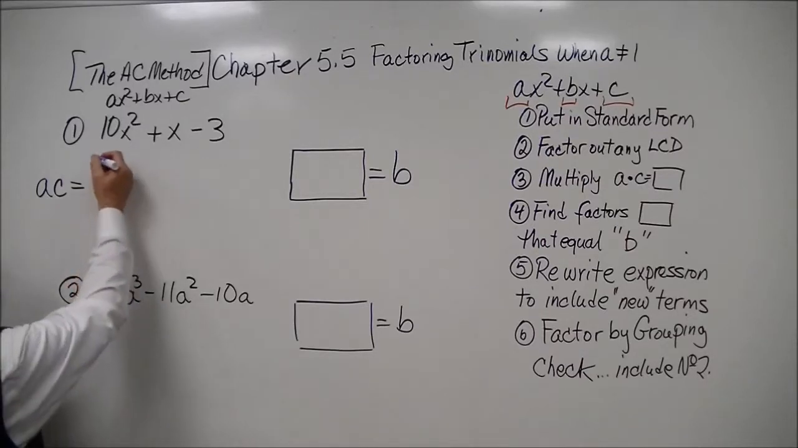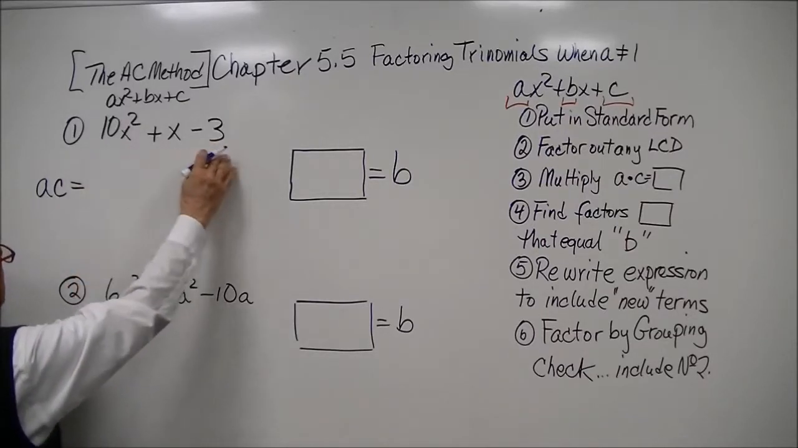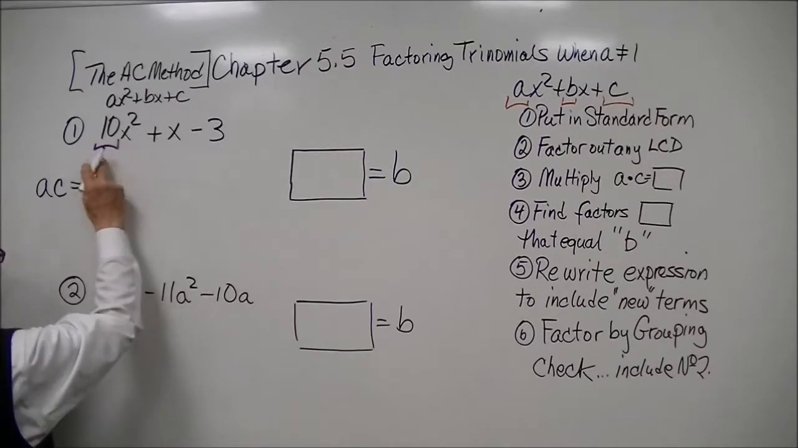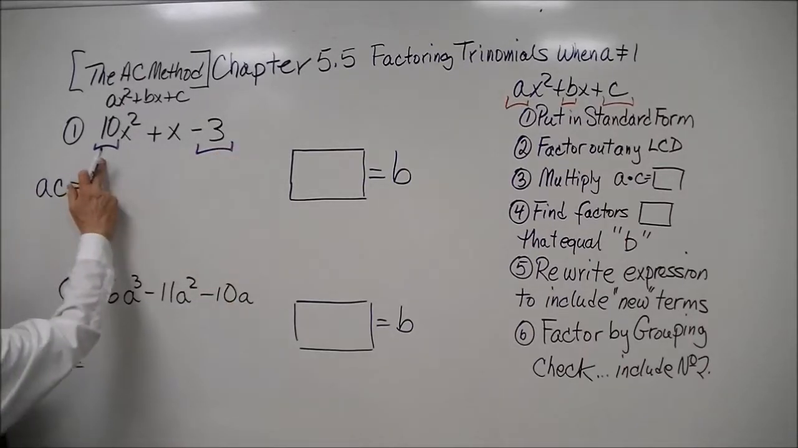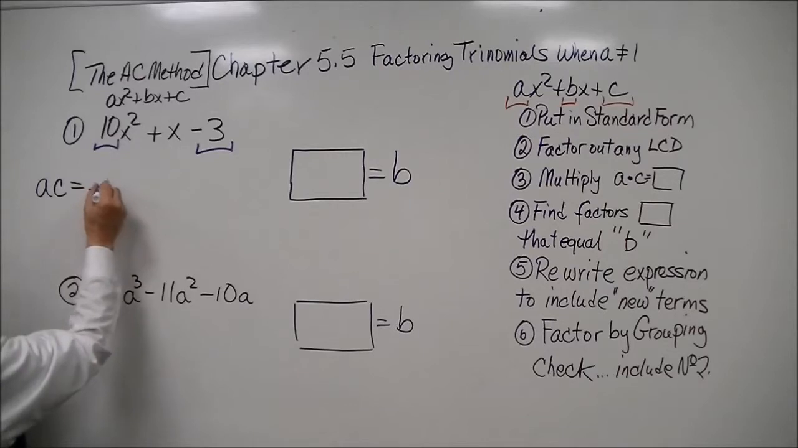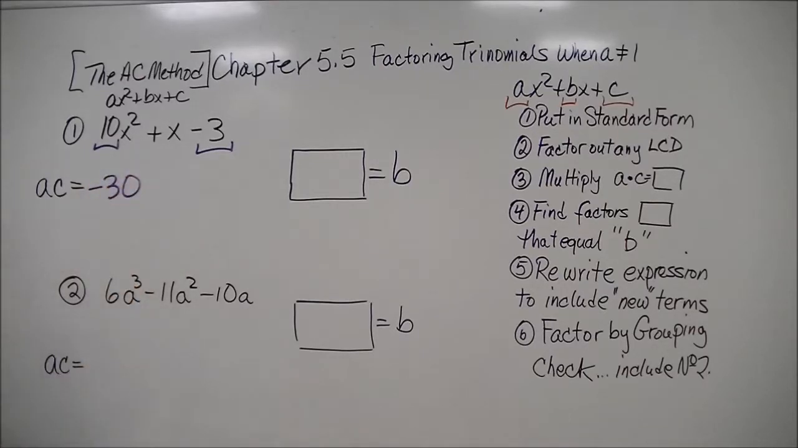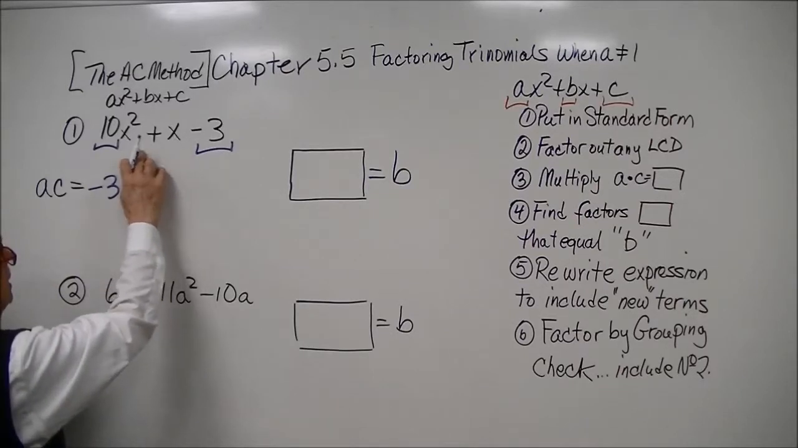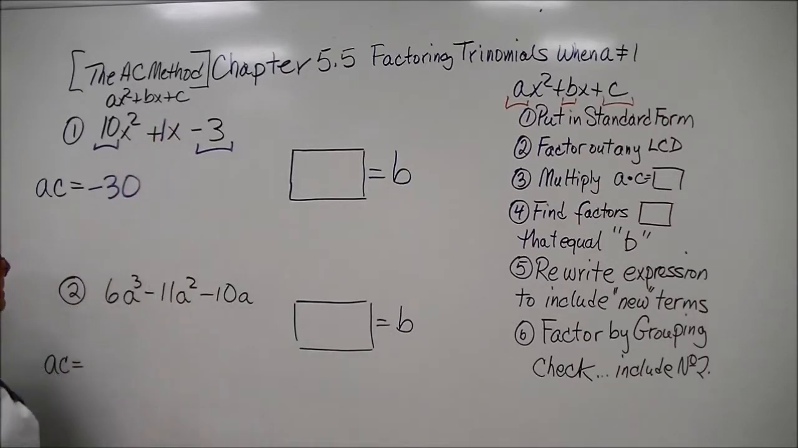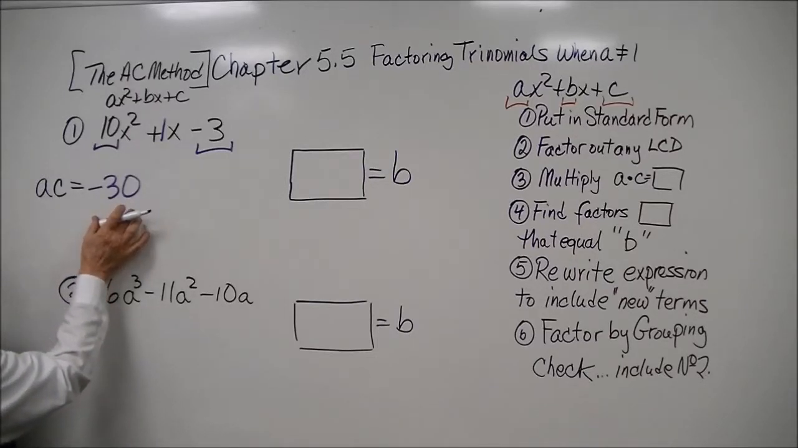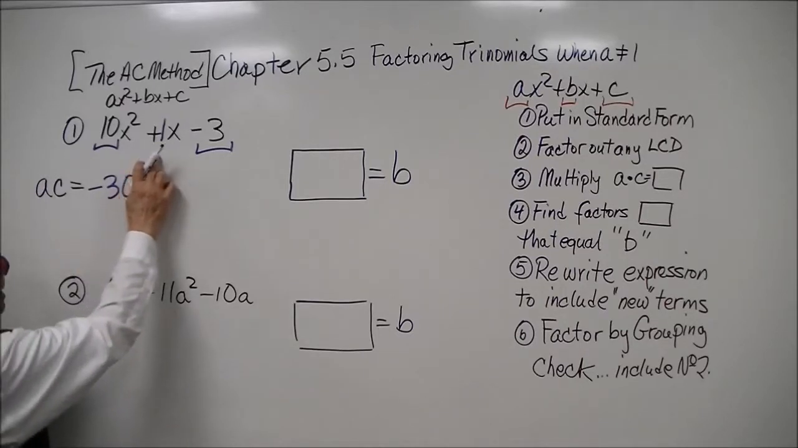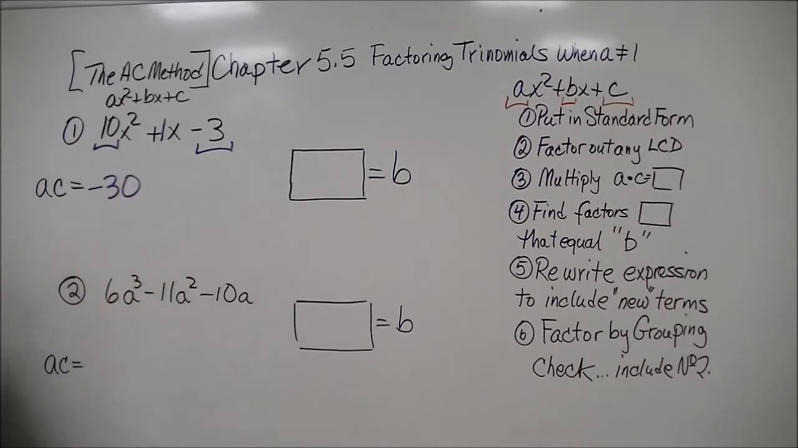So we have to identify, it's in standard form, there's no common factors. We're going to multiply the a term by the c term. And 10 times negative 3 gives me a negative 30. Now, here's the sort of challenging part where we have to look at our b term. Remember, our b term is a positive 1. Now, we want factors of a negative 30 that will add up to a positive 1.